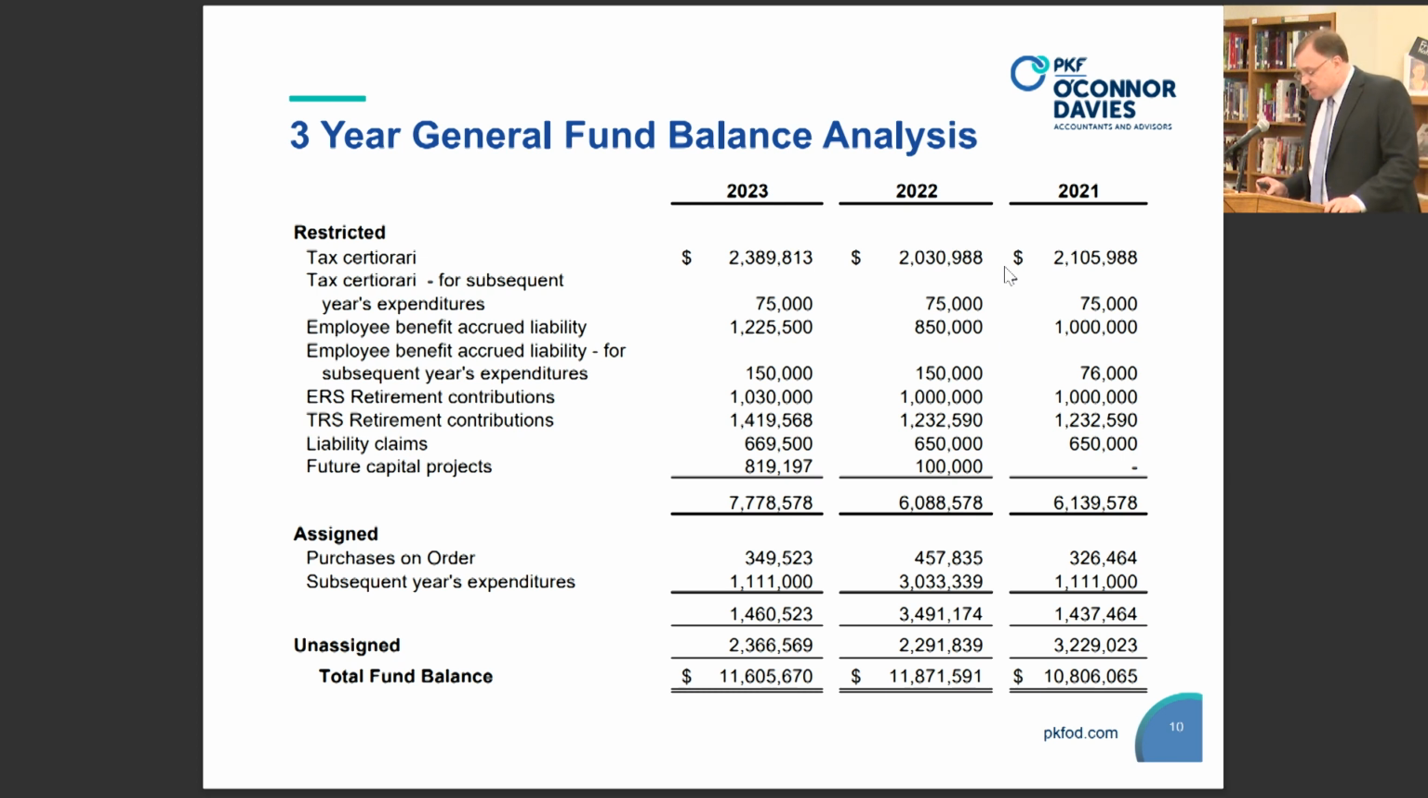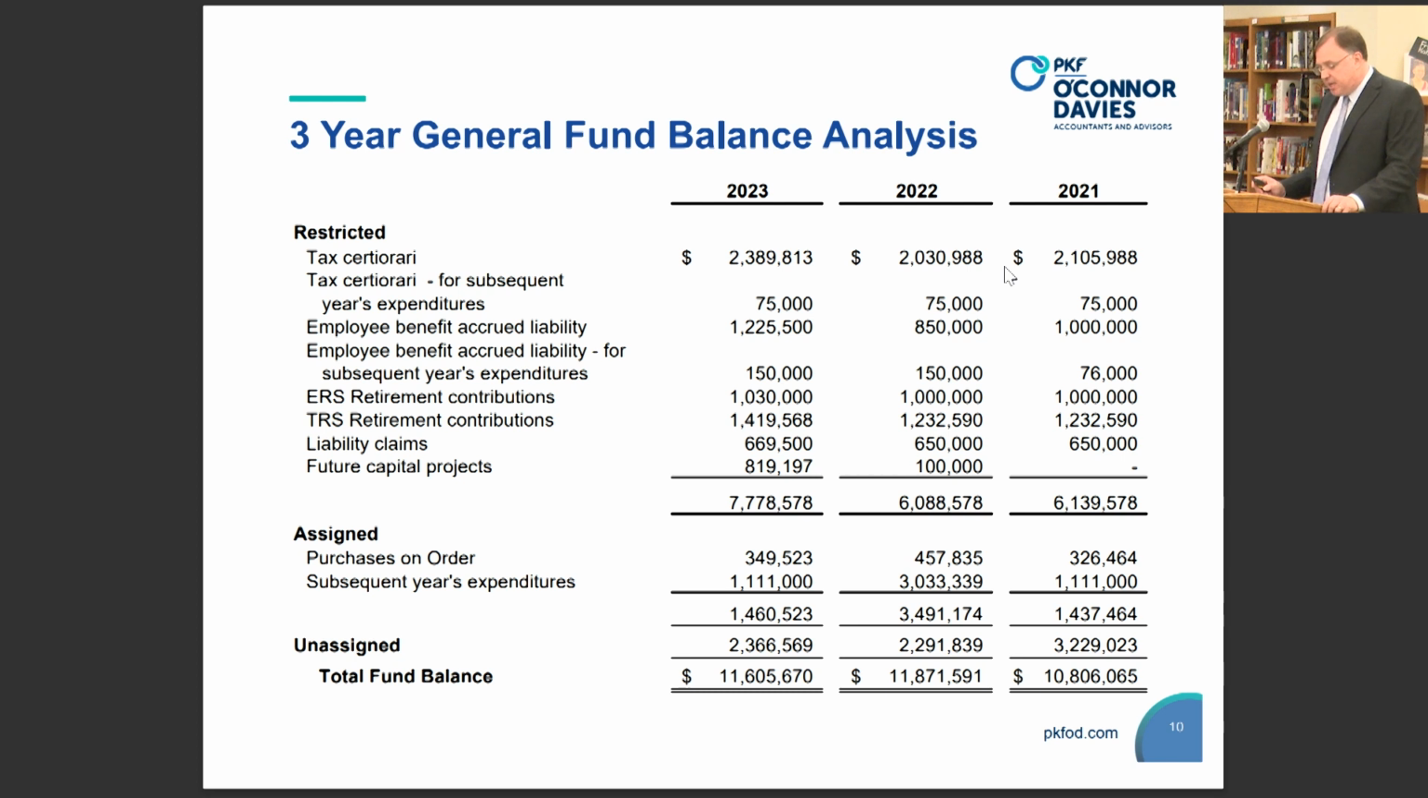So you have approximately 2.3 million, 2.4 million set aside to fund tax certiorari claims. In Westchester County, there's a lot of tax certiorari claims in every school district. You have this pot of money to go to when these things are settled, whereas other schools who may not have it would have to go out and bond and borrow money to pay off any large tax certiorari claims. You have money set aside for employee benefit accrued liability. That's vacation and sick time that's due to employees at the end of the year.